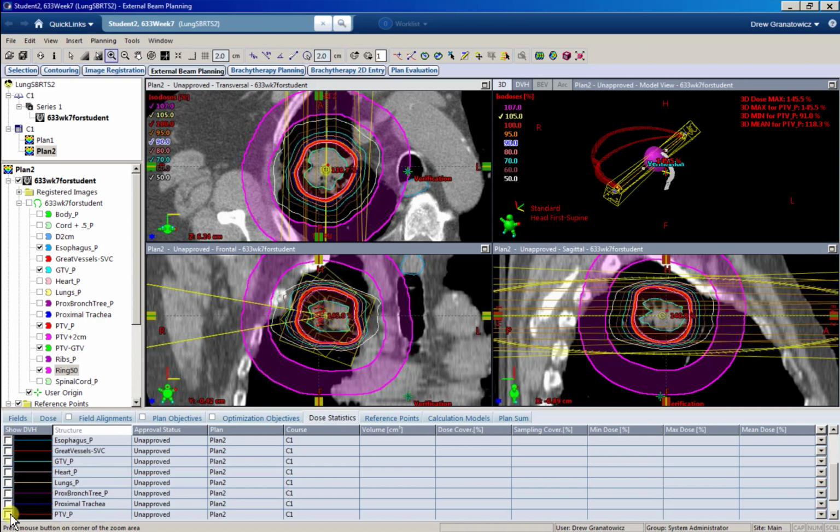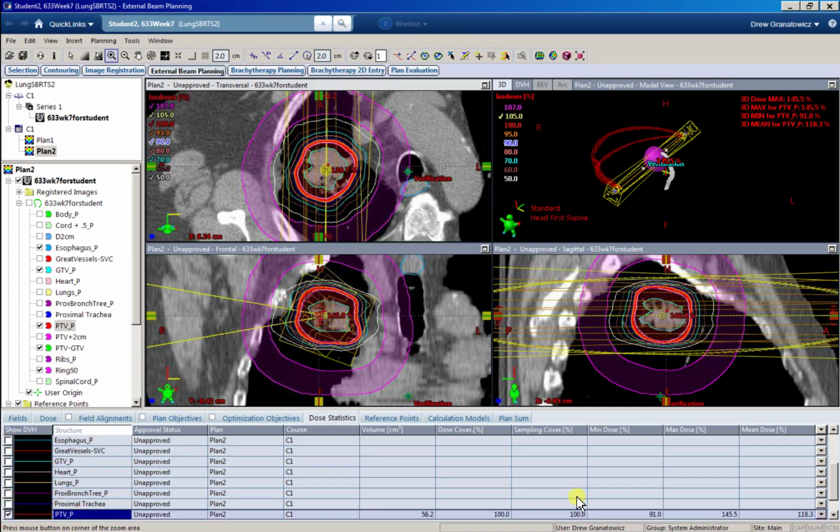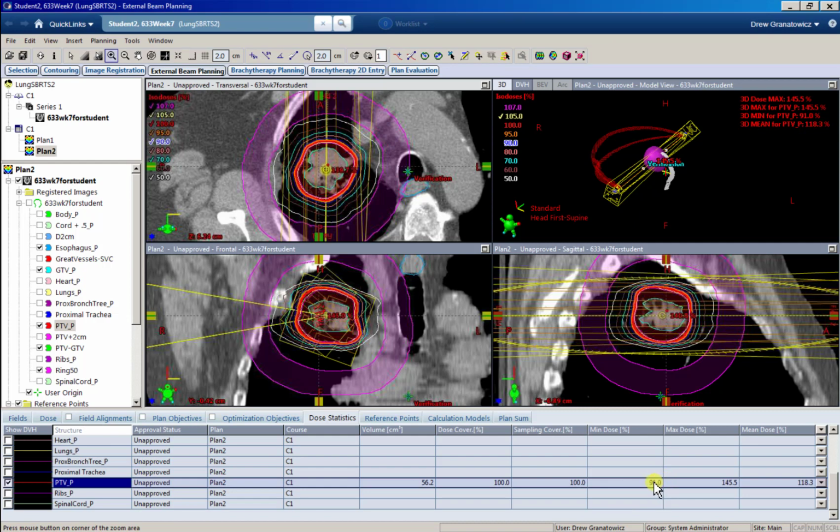Where is our PTV? Min dose 91, not too bad. Some protocols, some physicians like a min dose 95. Again, if you needed that min dose 95, you would handle it just like any other plan. You've got to find that cold spot and contour it out and push on that in the optimizer.